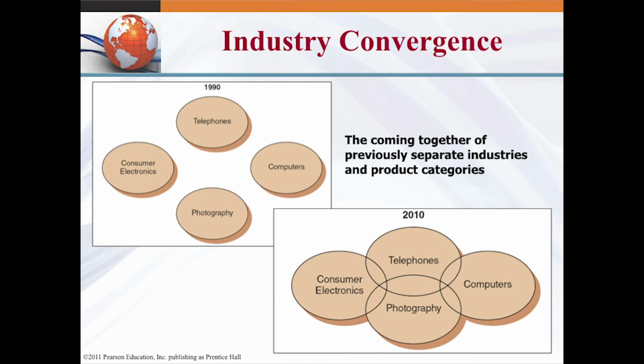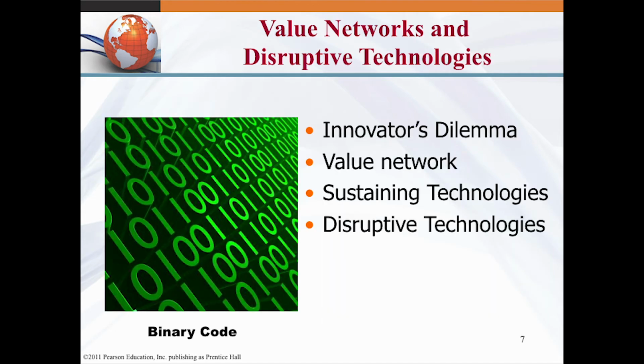Industry convergence. The coming together of previously separate industries and product categories. In the 1990s, telephones, consumer electronics, photography, and computers were all separate, whereas in 2010, they all came together. Value networks and disruptive technologies. The innovator's dilemma, value network, sustaining technologies, and disruptive technologies. Let's have a look at each of them in more detail.